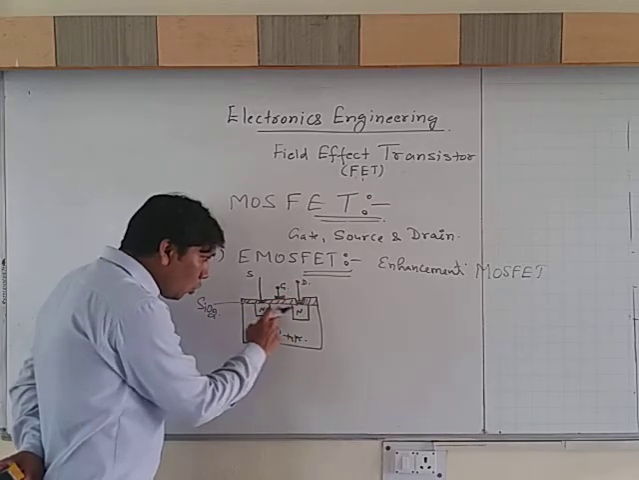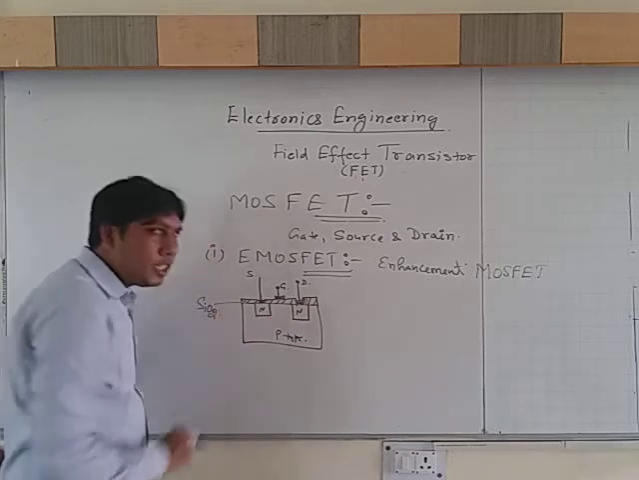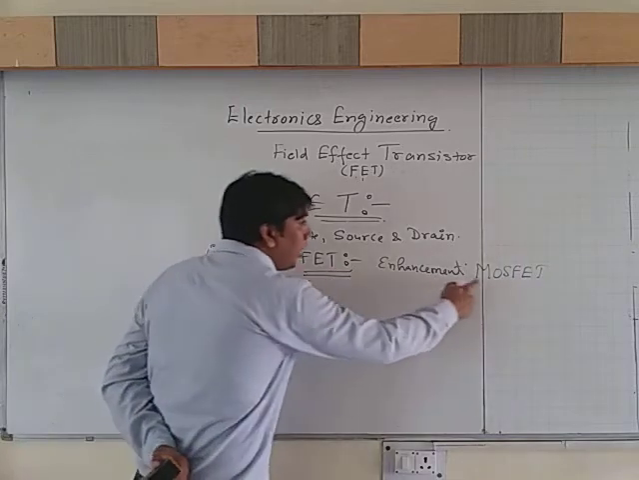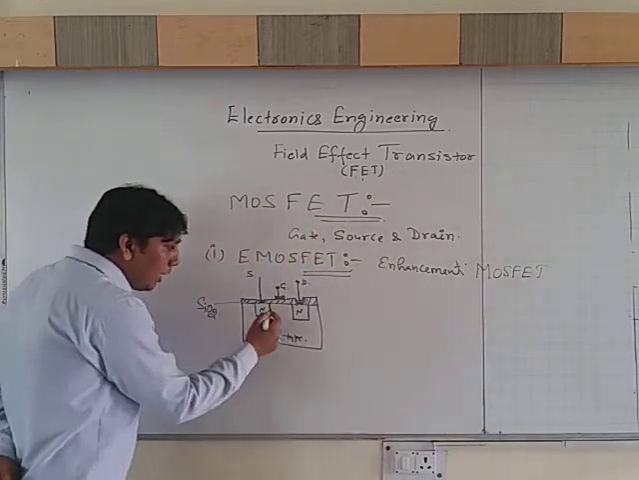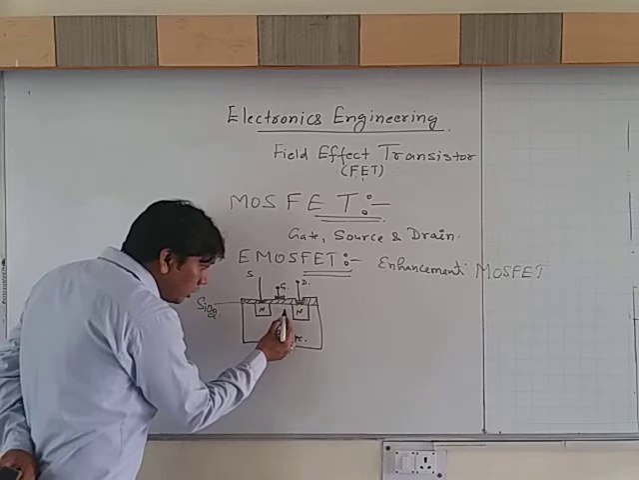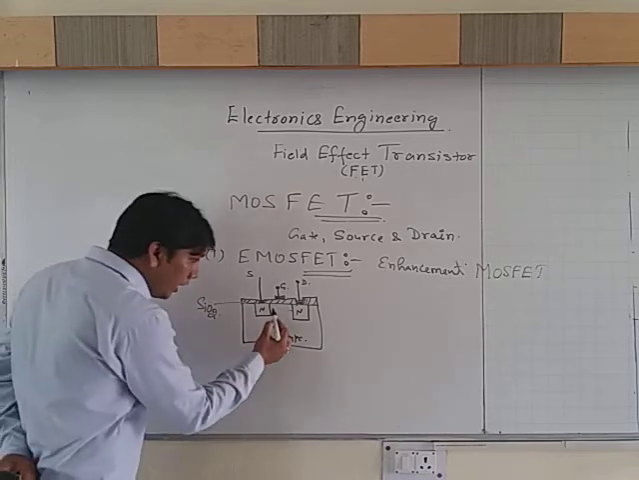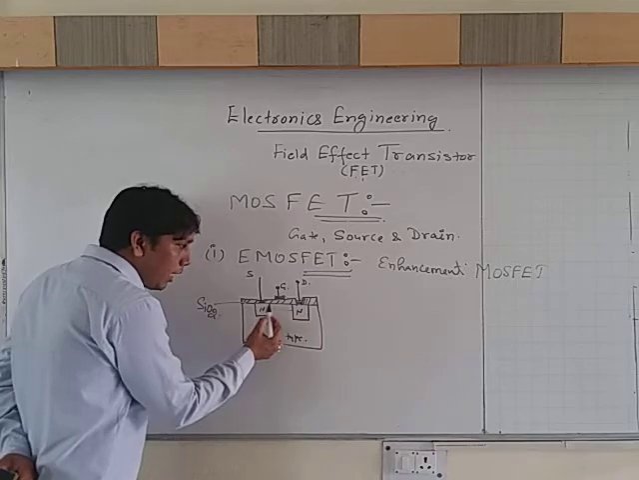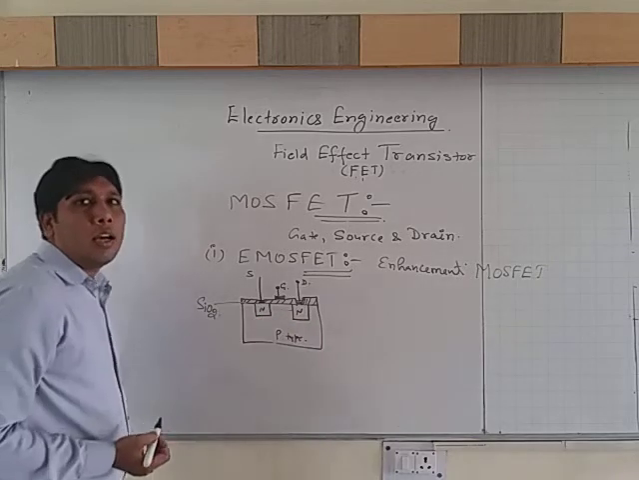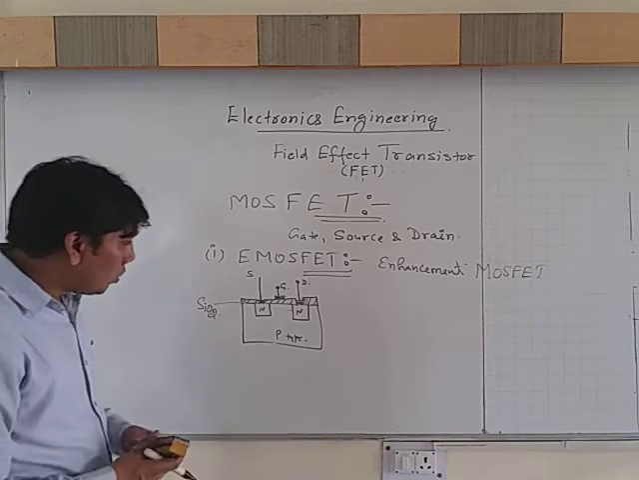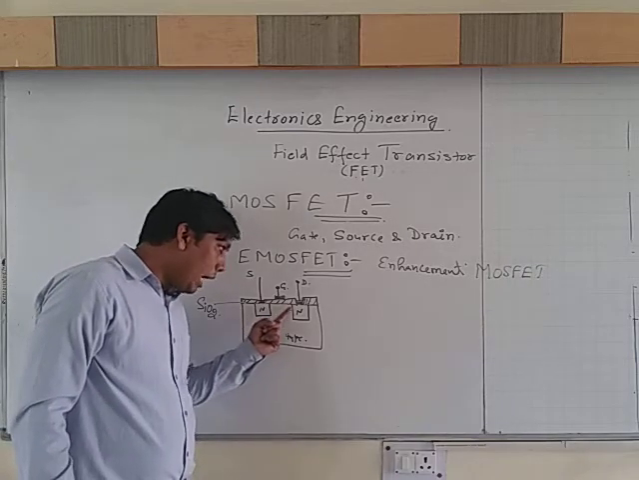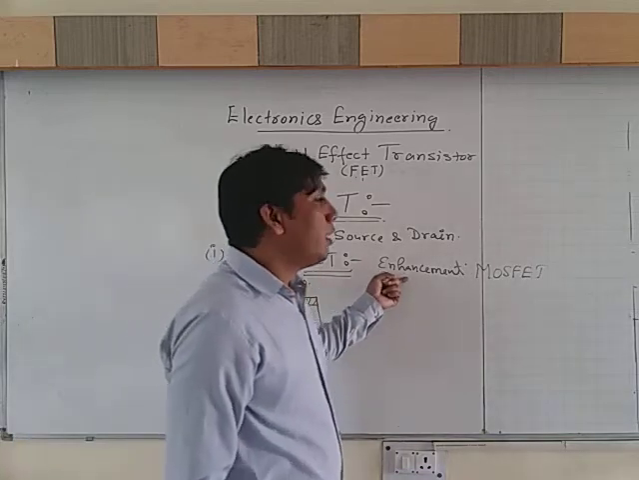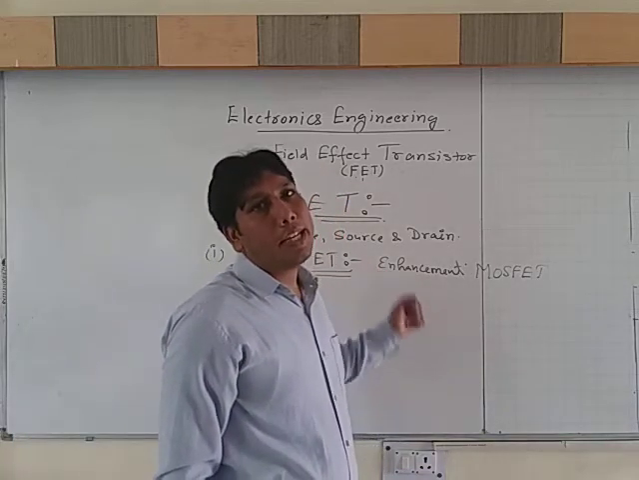There is no channel in between these two in enhancement MOSFET. We have to enhance a channel. We just induce a channel so that the electron from this source can reach the drain. So to make a path, we just enhance the channel. That's why this MOSFET is called enhancement type MOSFET.